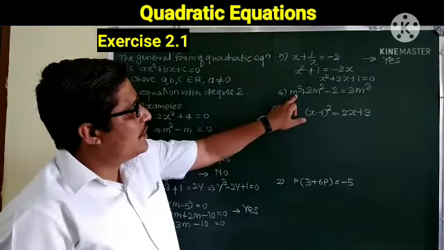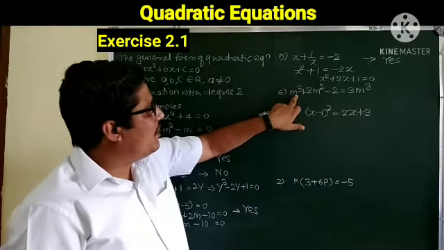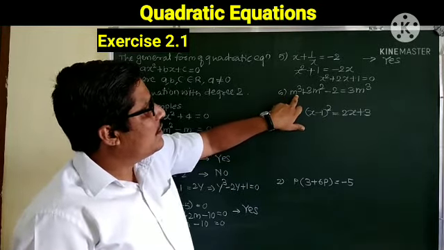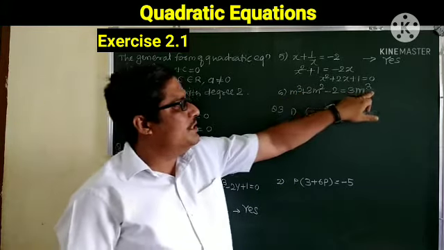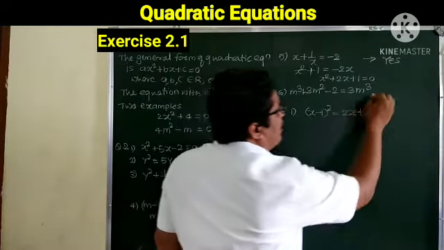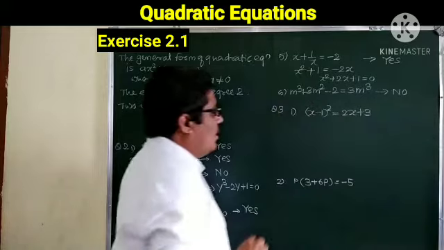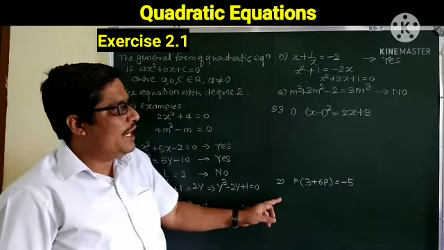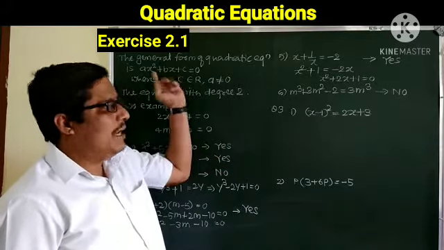Now this equation, by observation itself we can say that it is not a quadratic equation, because here the highest power of the variable is 3. That means the degree of this equation is 3. Therefore it is not a quadratic equation. So here no.